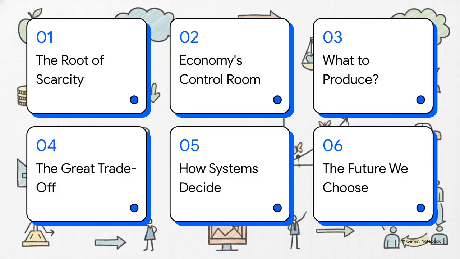Here's how we're going to break it all down today. We'll start with the root of scarcity, step into the economy's control room, tackle the big question of what to produce, look at the great trade-off, see how different systems actually decide, and finally, look at the future we choose. Let's get right into it.